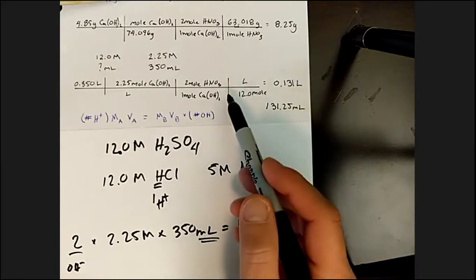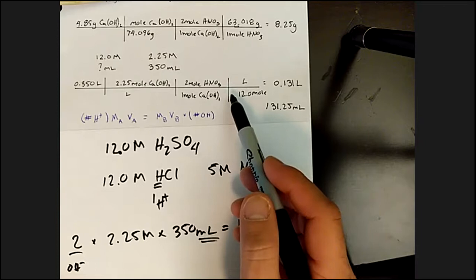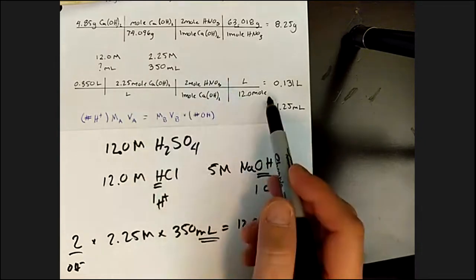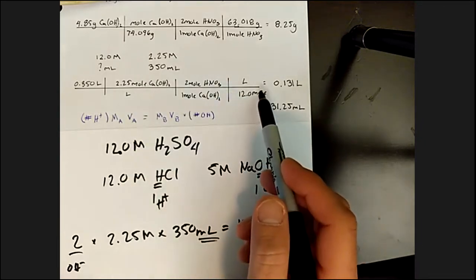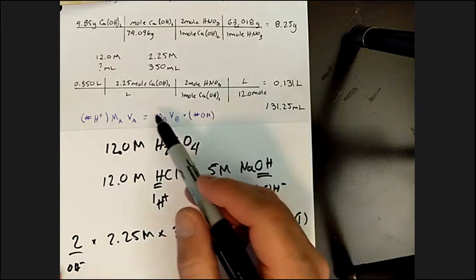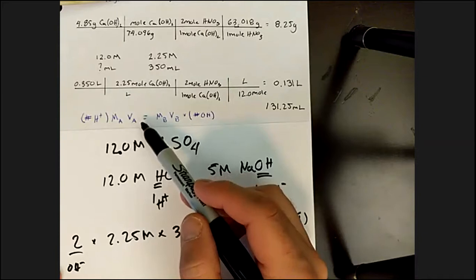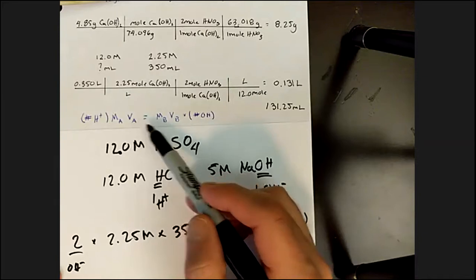So the stoichiometry won't lead you wrong. It's safe to do it this way every time. It's fine. But if we recognize when and how to apply our shortcut equation, then you can apply this.